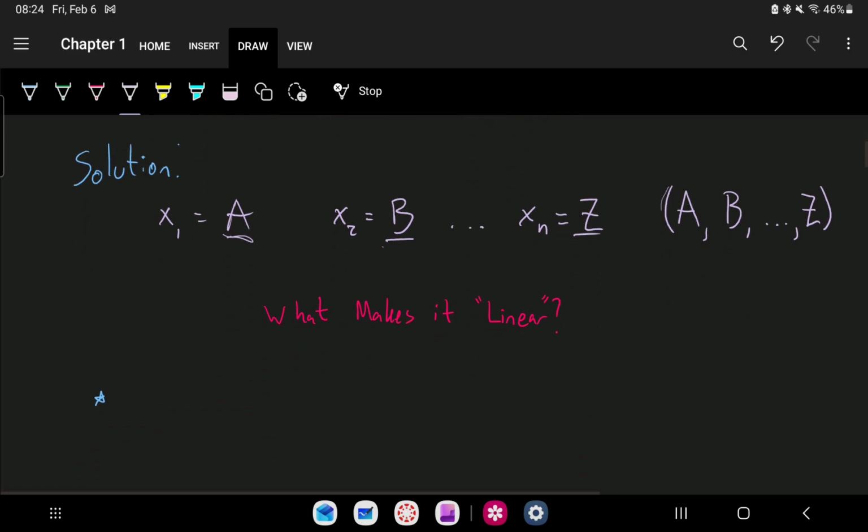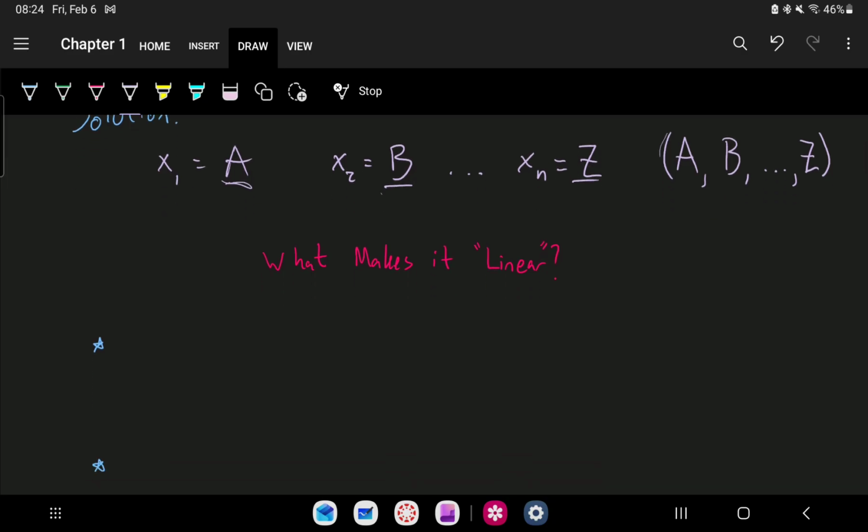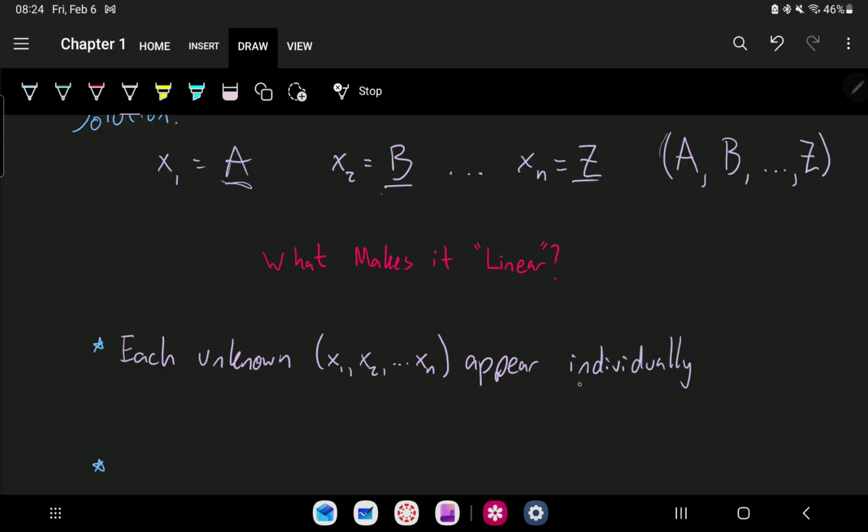So, before we get into the rules, I want to touch on what makes this linear. Why are we calling this a linear equation? Well, I think the answer is kind of soothing for me. Linear essentially means that each unknown, so all those x1s, x2s, up to xn's, is only going to appear individually. So we're never going to get a function of x.